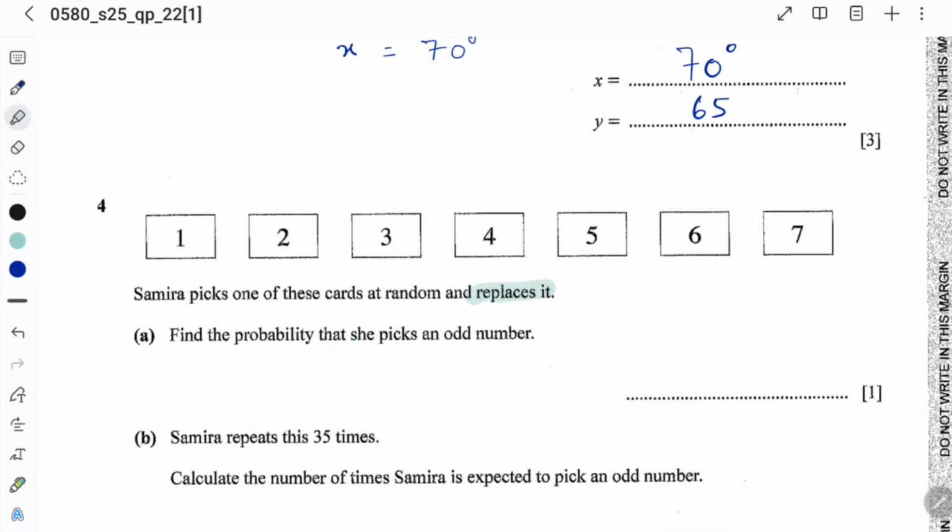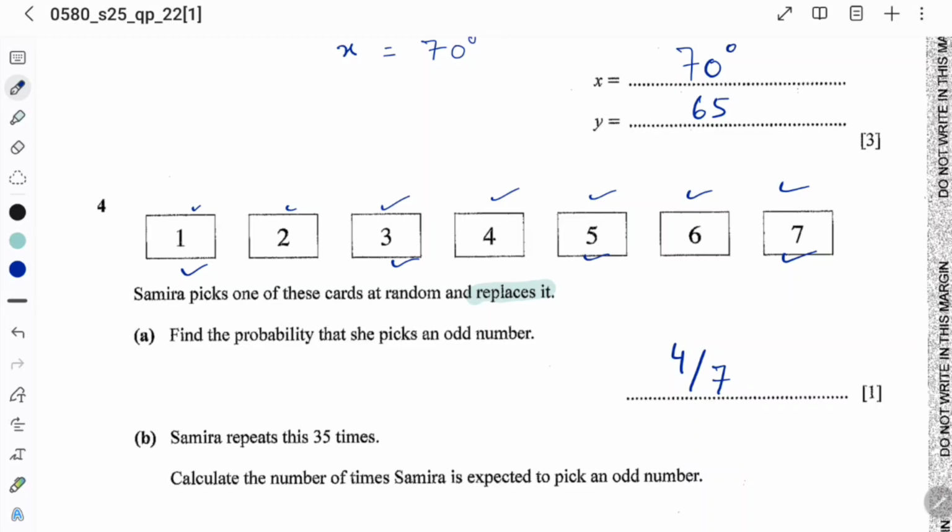Now the next question, question number 4. Samira picks one of these cards at random and replaces it. Find the probability that she picks an odd number. Whenever we check, the total numbers are 1, 2, 3, 4, 5, 6, 7. And how many odd numbers do we have? We have 1, 3, 5, and 7, 4 numbers. So 4 out of 7 is the probability that she picks an odd number.